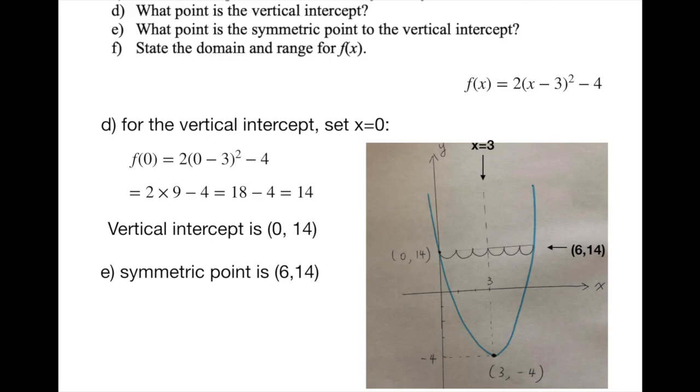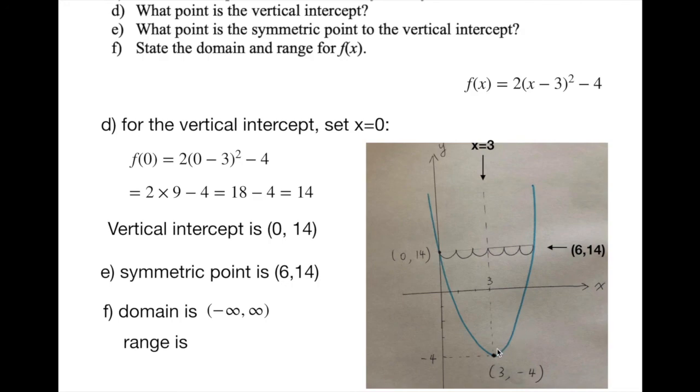Then for part F, what is the domain and the range? For the domain, if you look at this blue line, it goes anywhere to the left, to the right. So for the x coordinate, it can be everything. So basically that's -infinity all the way to infinity. That's the domain.